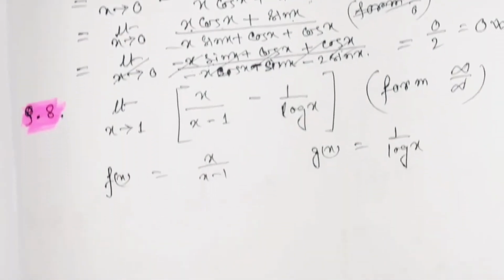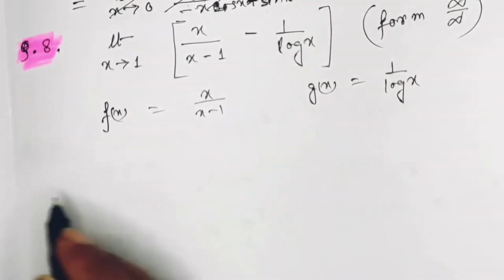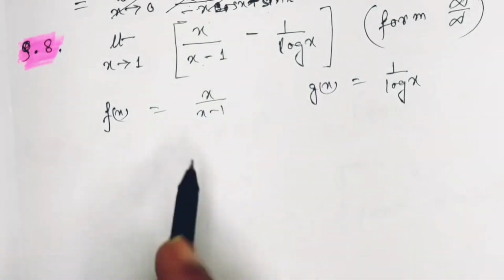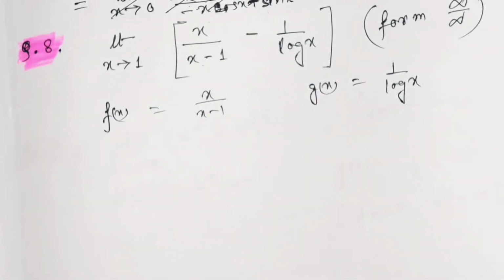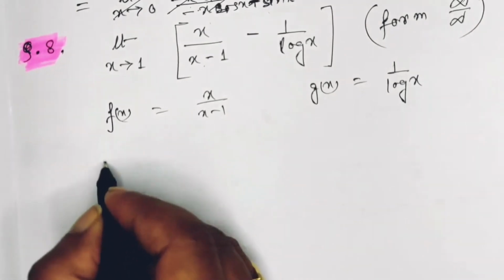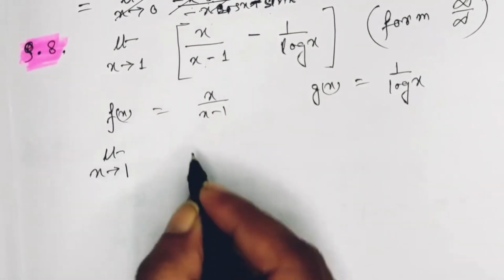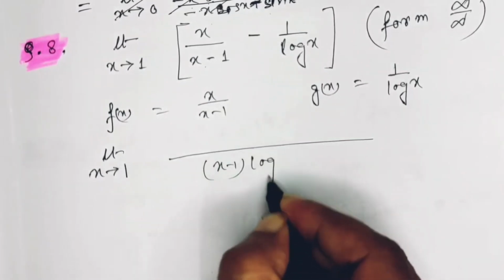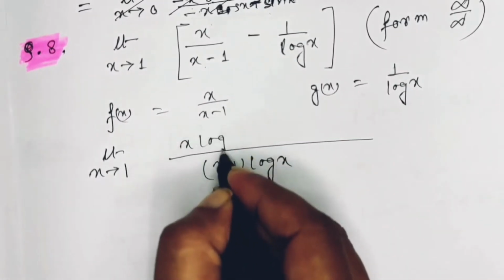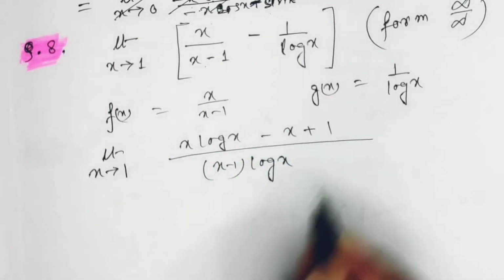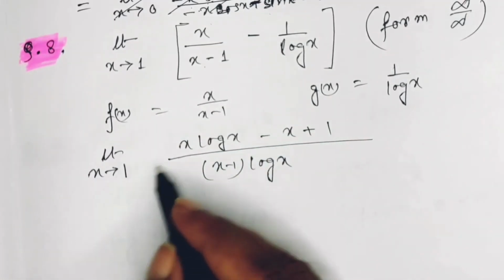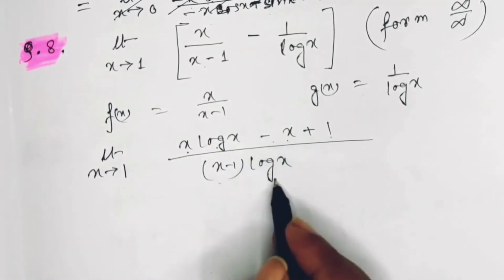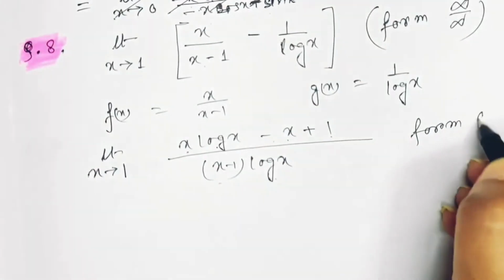Now one more question is here. In this question, if we want to solve, then again this is in the form of infinity minus infinity. We should convert it into the form of either infinity by infinity or 0 by 0. So if we want to do so, then it is limit x tends to 1, and we simply take the LCM. So if we take the LCM, then we shall find log x in the numerator, and x log x minus x plus 1 in the denominator. Now if we substitute x equals 1, then we shall find this is 0, this is 0, this is 0, so it is in the form of 0 by 0.